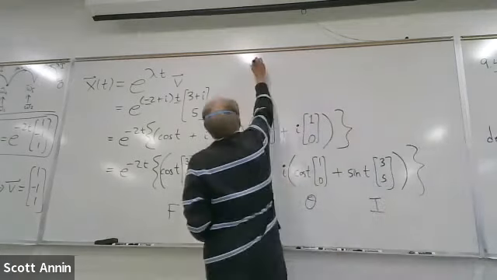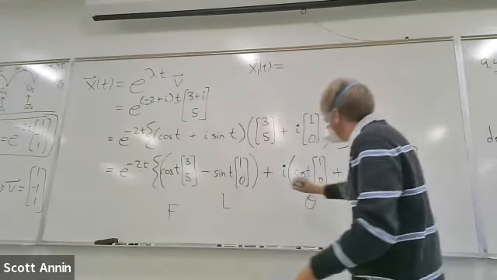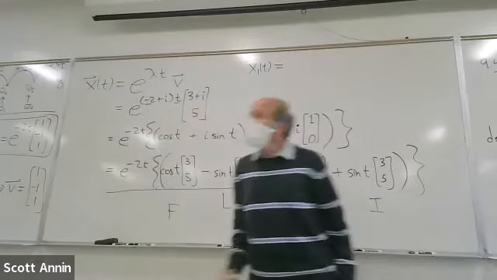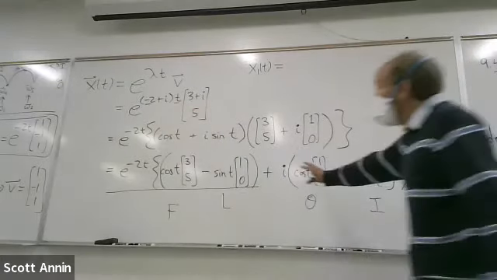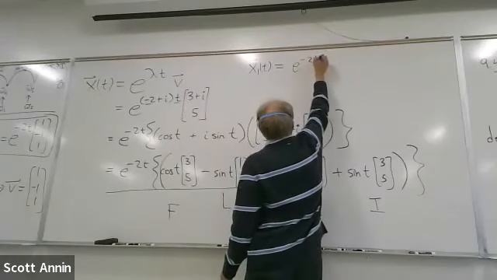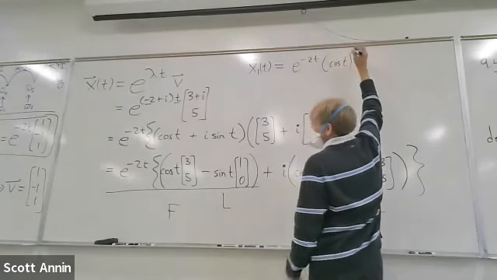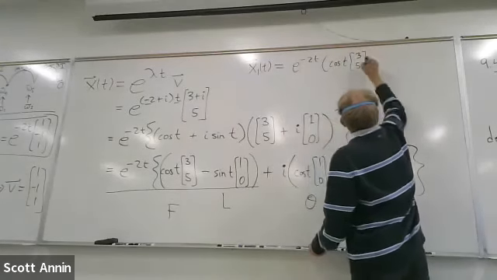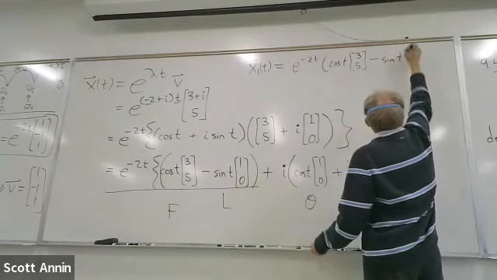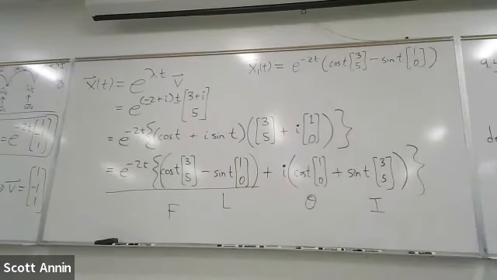The first solution, x1 of t, is literally just this first part. Notice there's no i there anywhere, so we can put our mind at ease and go ahead and write it down. Let's copy it down here. There's x1 of t.